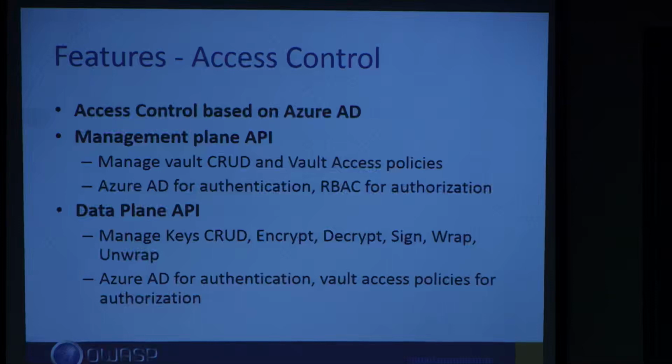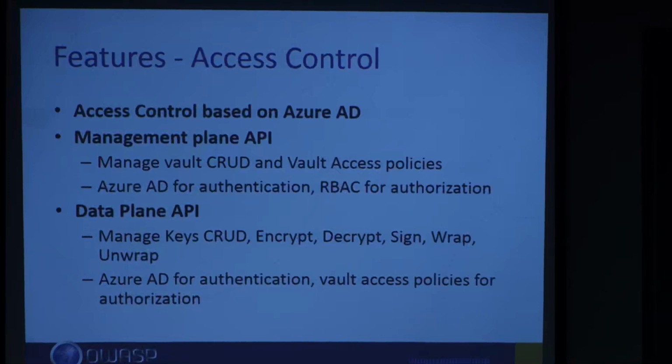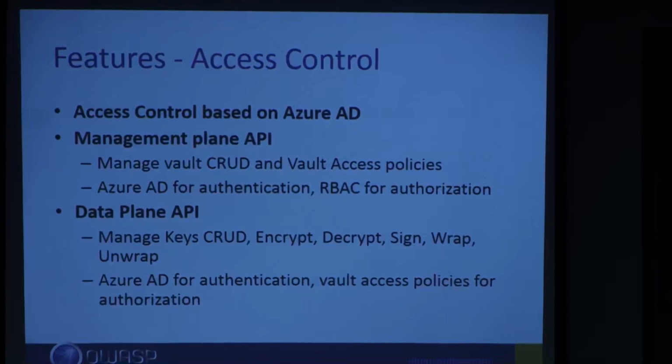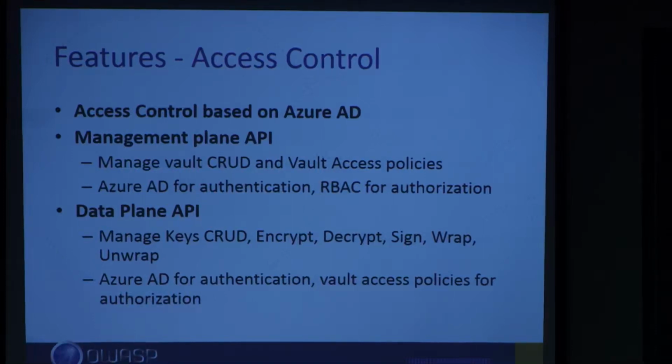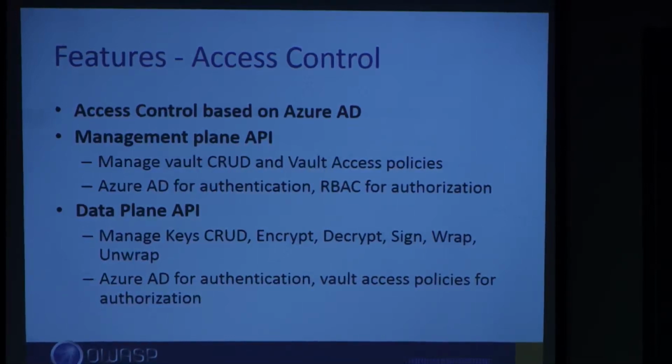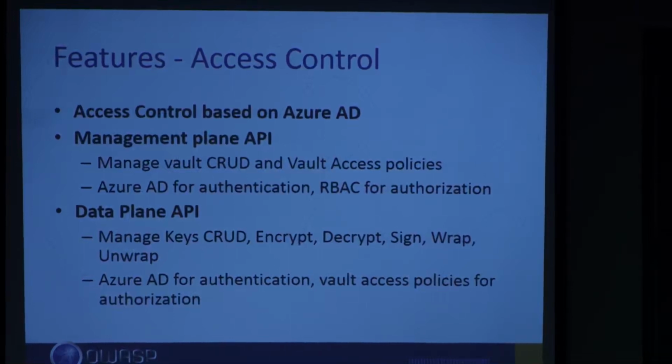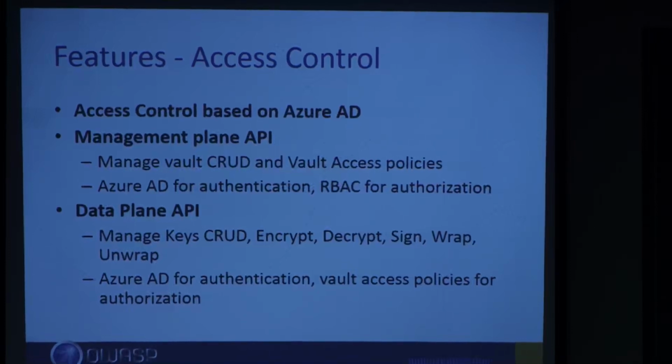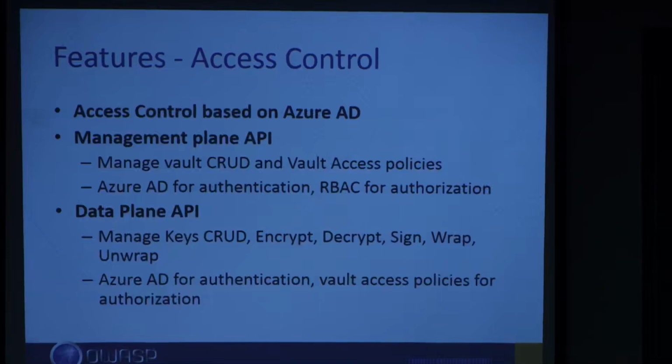In terms of access control, I covered already. It's well integrated with Azure AD. For managing Vault, they have a management plane API that's basically used to create the Vault service itself, and Vault access policies. Use Azure AD for authentication, role-based access for authorization. And then we have the data plane API, which is a different set of APIs that your applications will call to create keys. For crypto operations, it uses Azure AD for authentication again, and for the data plane API, it doesn't use the role-based access, but the Vault access policies for authorization. That was created using the management API.